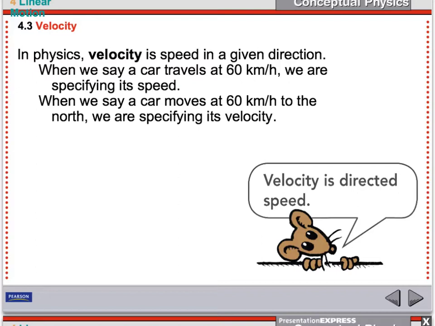The only difference is speed is just talking about a magnitude, an amount, how fast something's moving. Velocity is talking about speed in a given direction. So instead of saying the car's moving at 60 miles an hour, we might say the car's moving at 60 miles an hour due north.